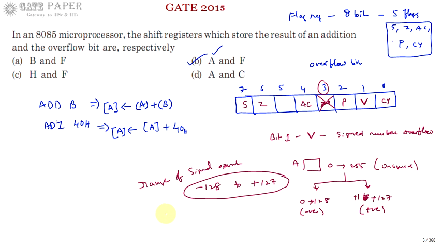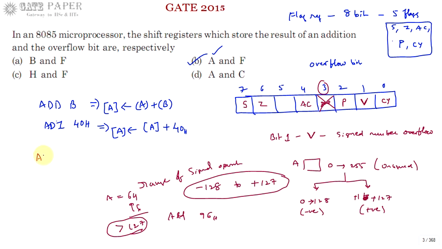Suppose the accumulator already contains 64 and you add 96H. Then 96 is added to 64 and the result is greater than 127. Even though that may be valid for unsigned, we are dealing with signed. When dealing with signed numbers, a result greater than 127 cannot be accommodated in an 8-bit register. This type of situation is called overflow.